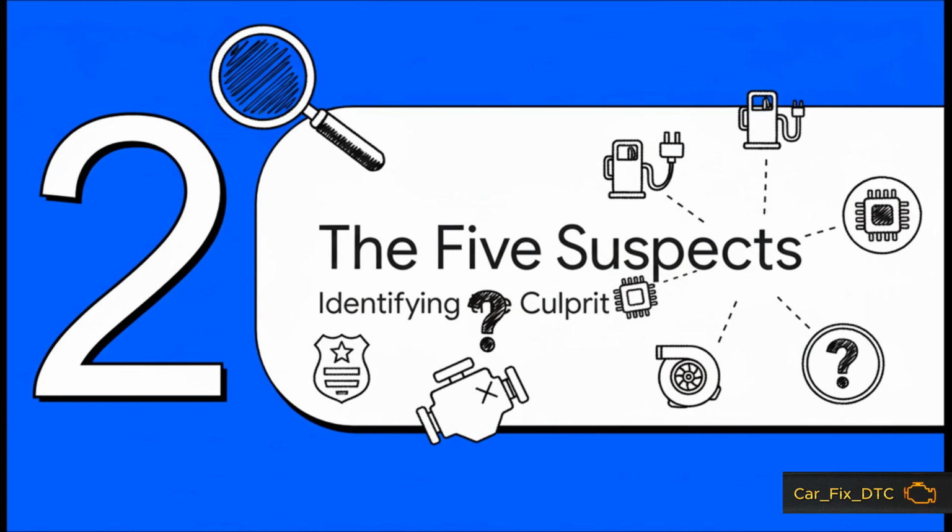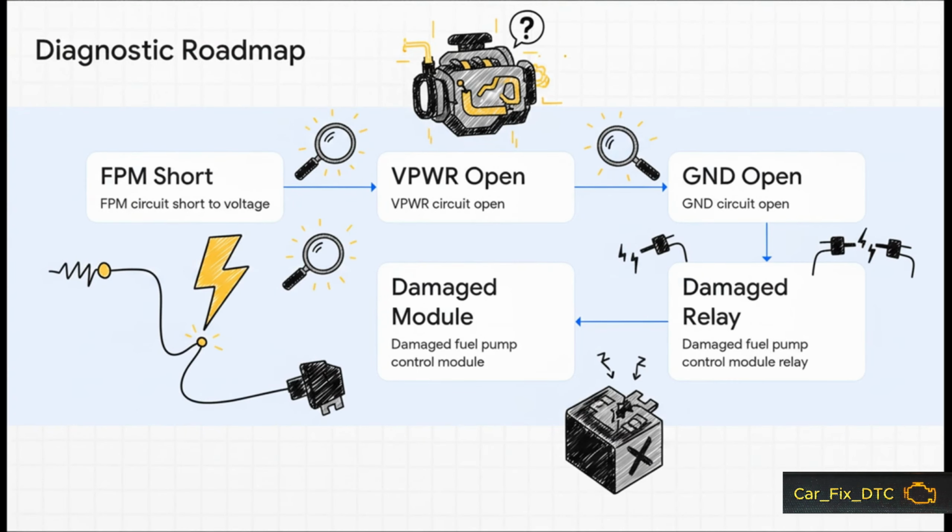To crack this case, we gotta think like detectives. We have the crime, that P0232 code, and now we need to find the culprit. In our investigation, there are 5 prime suspects that could be behind this whole thing. Okay, so this is basically our hit list. We've got 5 potential troublemakers, and we're just going to go through them one by one. We'll kick things off with the fuel pump monitor circuit, the FPM, and work our way all the way down to the control module itself. This is our game plan for tracking down the real problem.